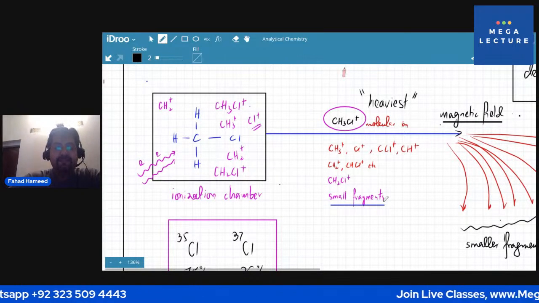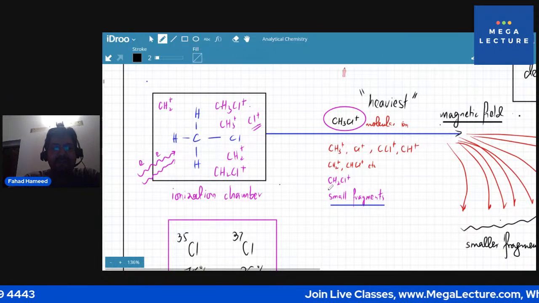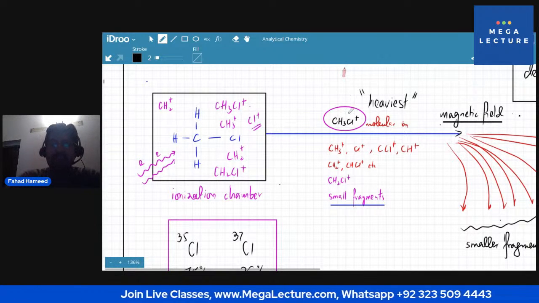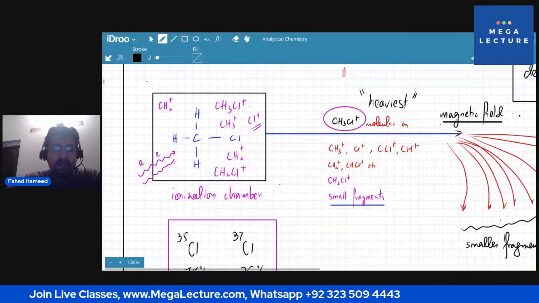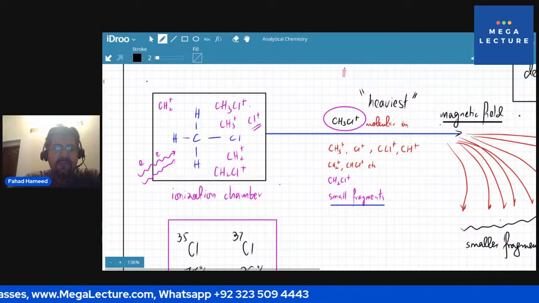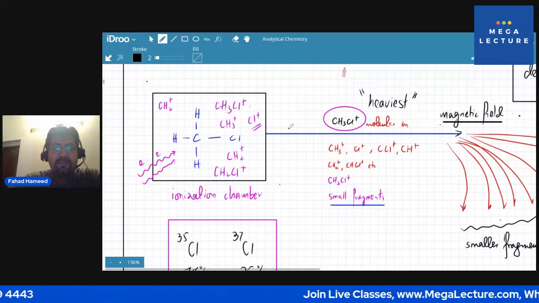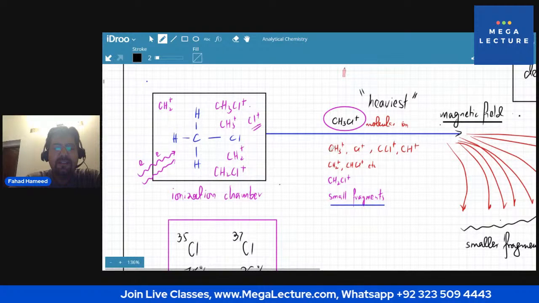You have particles of different masses being produced in this ionization chamber. The heaviest one is your molecular ion. That's the biggest one because the whole molecule is intact. Then you'll have these lighter versions, smaller pieces, which are the smaller fragments. What you do now is you've got a bunch of charged particles, and these charged particles are converted into a beam.